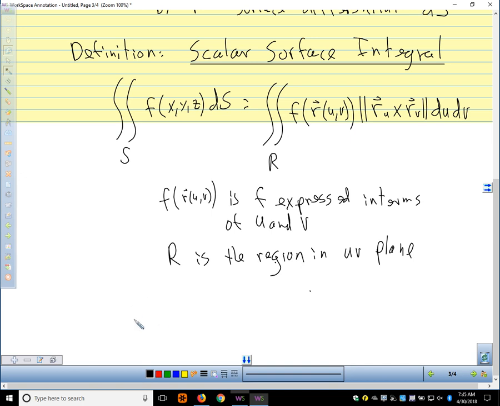And again, if z equals g of x y, then dS is the square root of g sub x squared plus g sub y squared plus 1 dy dx.